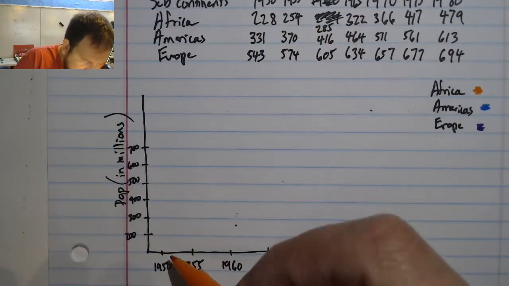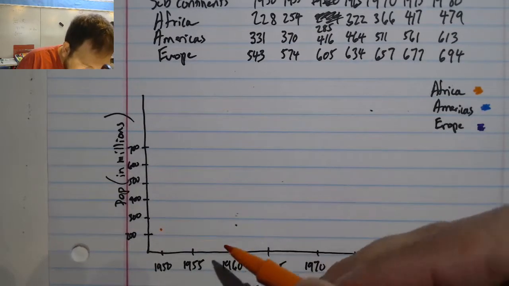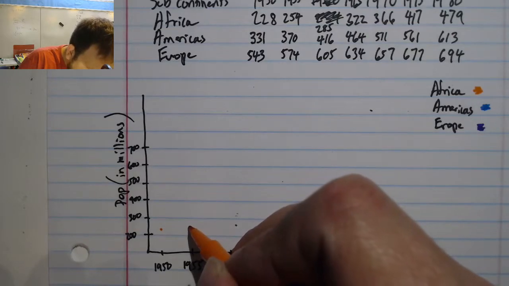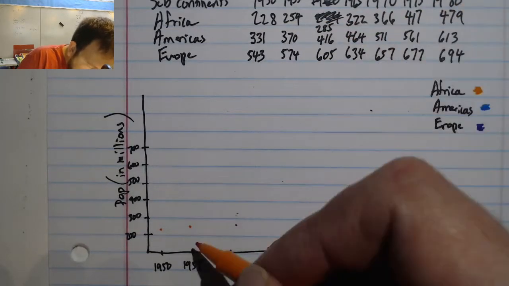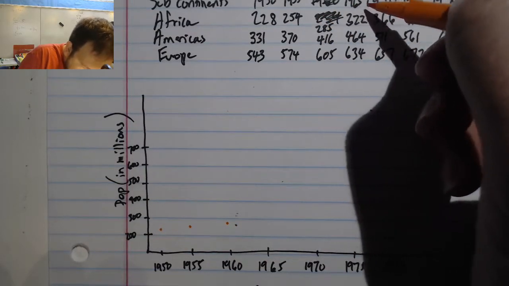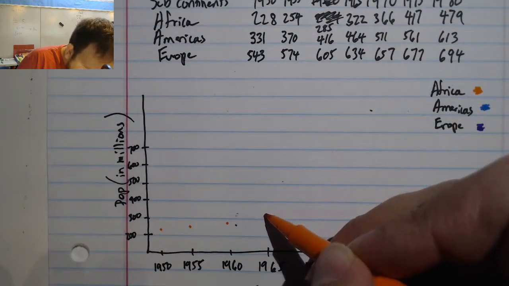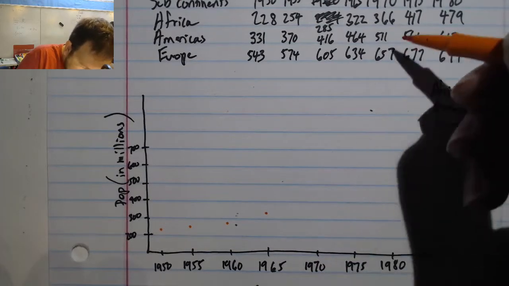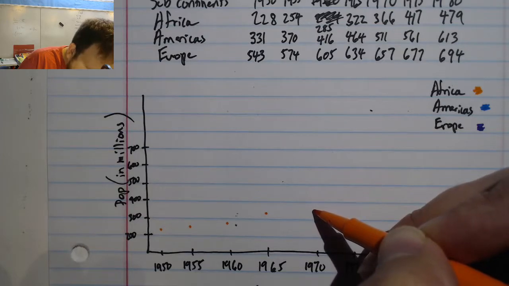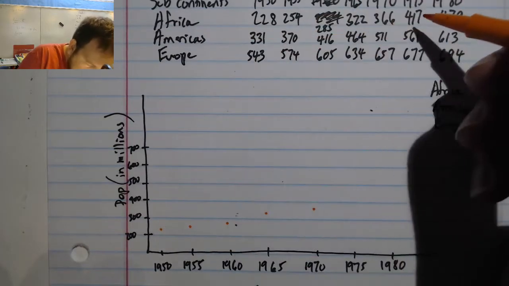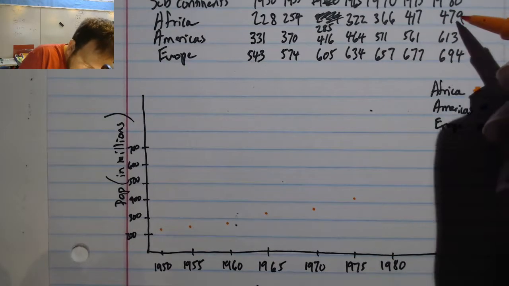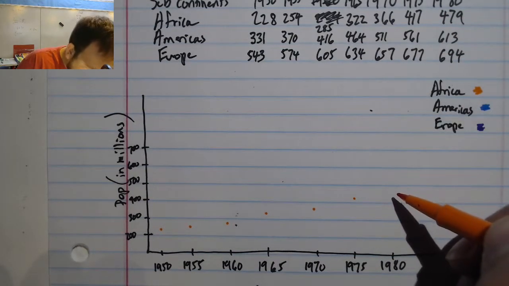So, I'm going to do Africa first. Africa, 228. We'll go about there. At 1950, 254. About halfway. 285, about 3/4 of the way. 1965, 322, about right there. 1970, 366, about a little more than halfway. 1975, 417, a little bit over 400, and 479 in 1980.